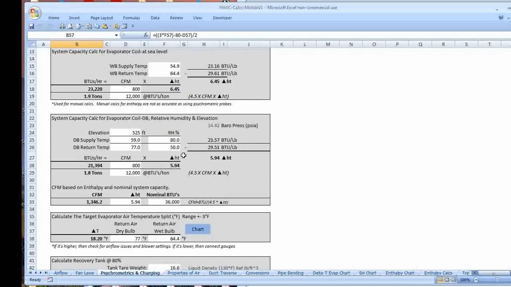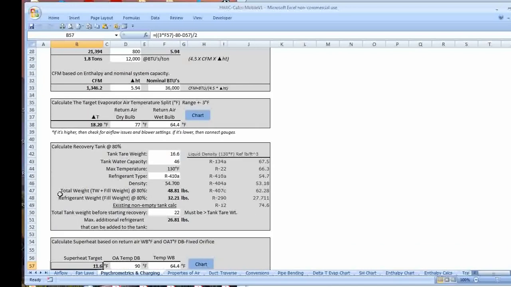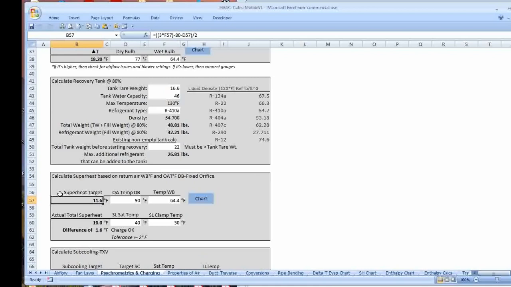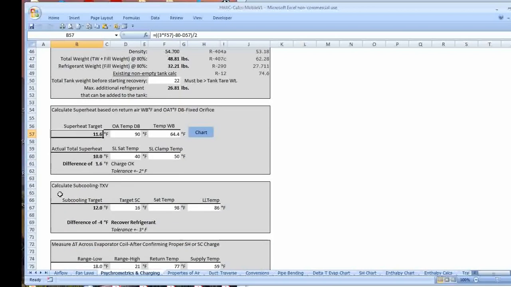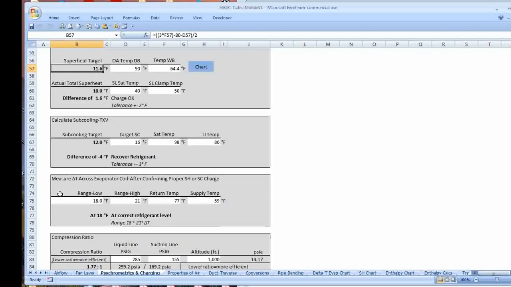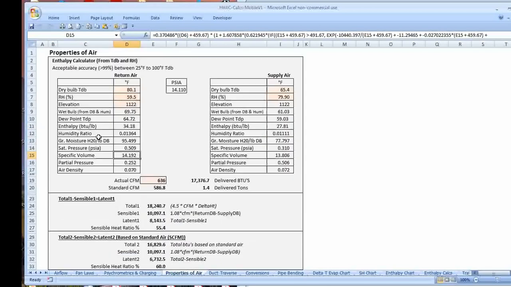Here's one compensating for relative humidity and elevation, target air, recovery tank stuff, calculate superheat on a fixed orifice, calculating subcooling on a TXV, measuring delta T across evaporator coil, compression ratio, etc. Properties of air, return air, supply air.